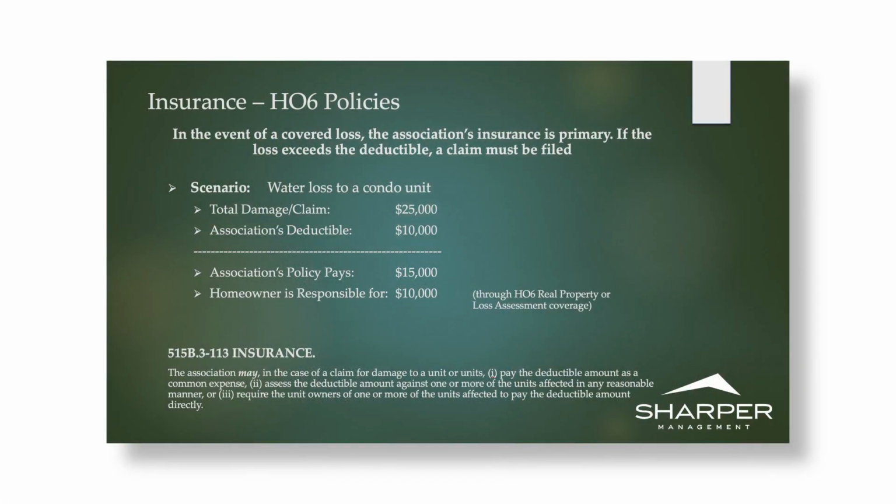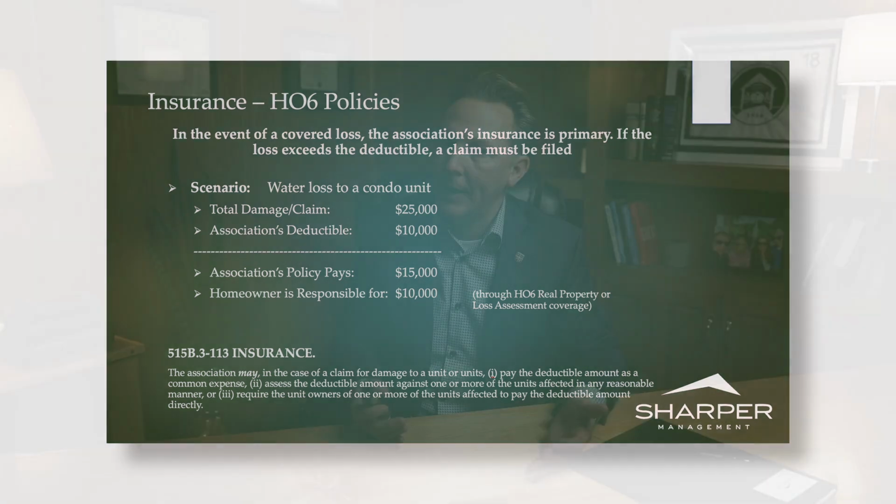One common issue is maybe it's a water loss. We've got a unit that had water loss to the condo building. The total damage was $25,000. Now the association has a deductible of $10,000, so the association is only going to get a check for $15,000. We have to make up the $10,000, and how do we do that? We send an assessment letter and we assess the homeowner benefiting $10,000.